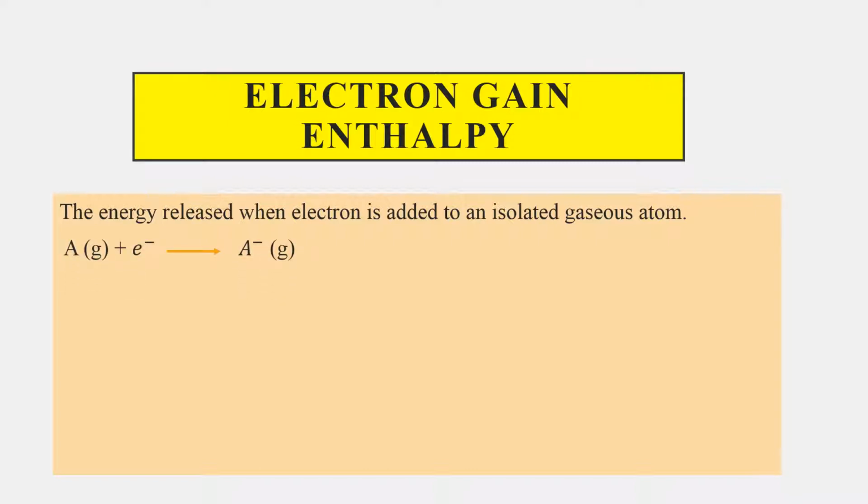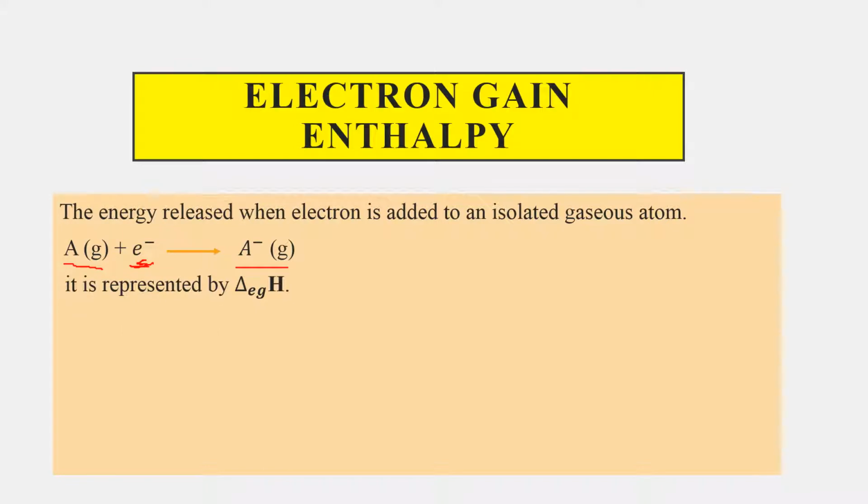And you can see this reaction in the image. Here this A is an isolated gaseous atom, and as it is gaining one electron, it's getting converted into an anion, A negative, in the gaseous state. At that time the amount of energy released on adding this electron is known as electron gain enthalpy.